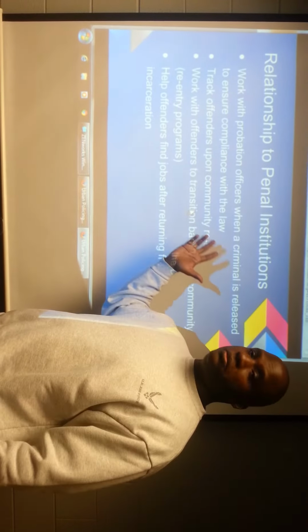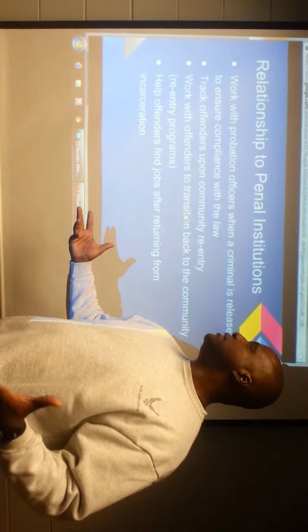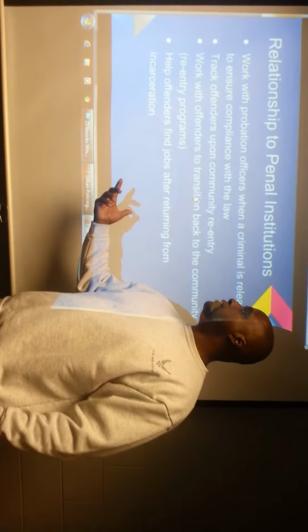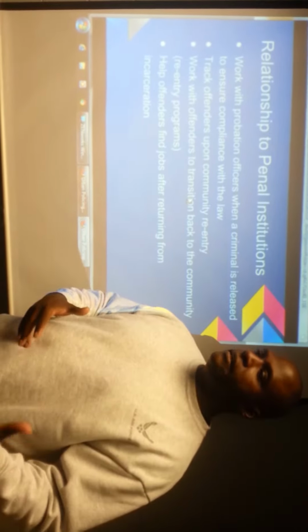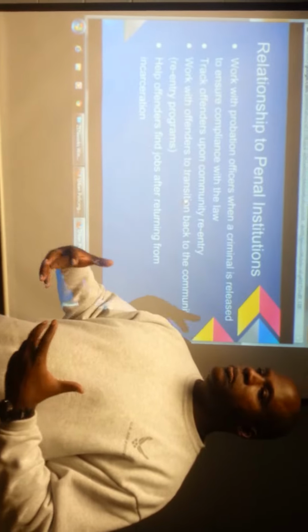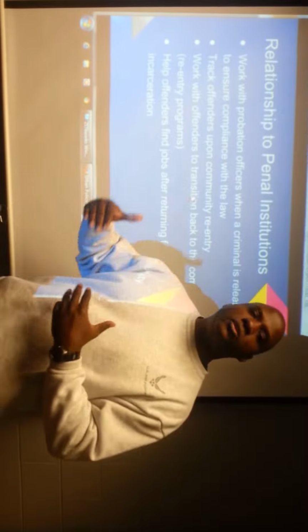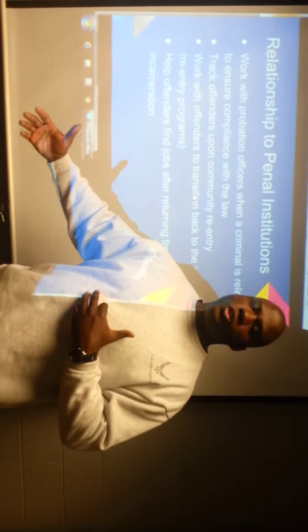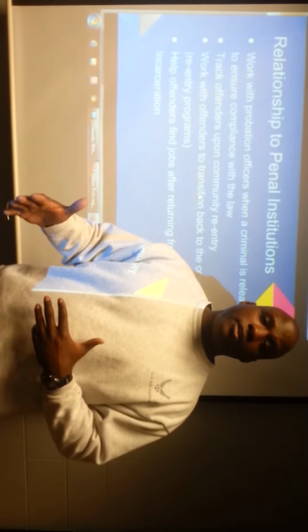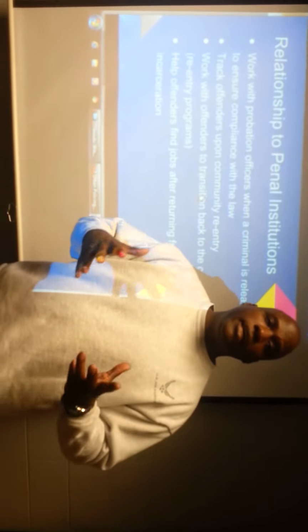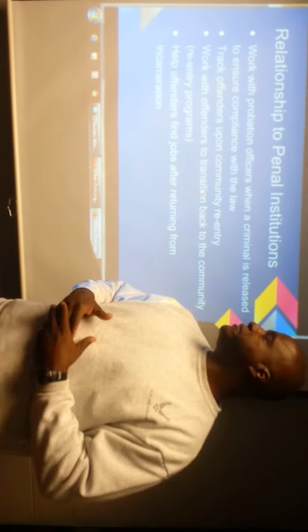Relationship to penal institutions. They work with probation officers when criminals are released to ensure compliance with the law. An example of that is criminals that are released from jail and that are gang members aren't allowed to hang around other gang members. So the police make it their business to make certain that they aren't hanging around them, and whenever they do, they contact their probation officer and have them violated and sent back to prison.